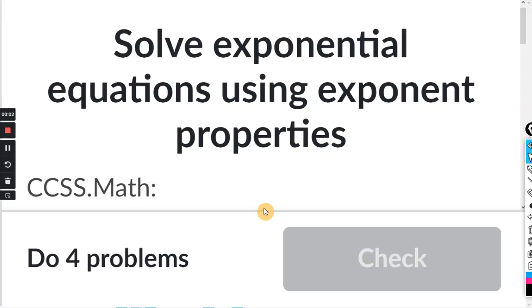This will be for the con exercise. Solve exponential equations using exponent properties.